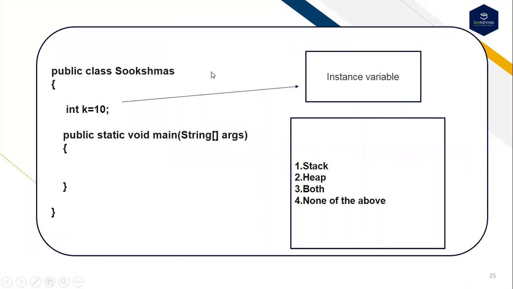This is the first question: public class Ukshma, int k is equal to 10. This variable we call an instance variable, and execution of the program begins from the main. These are some of the options: where exactly is the instance variable stored?